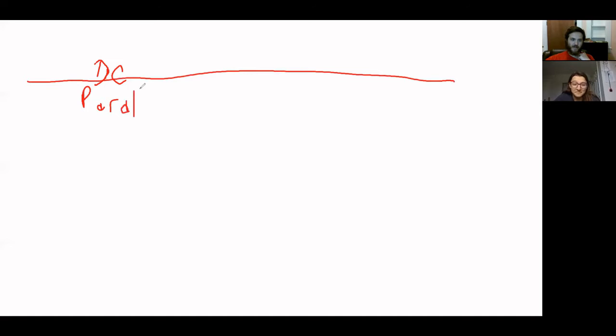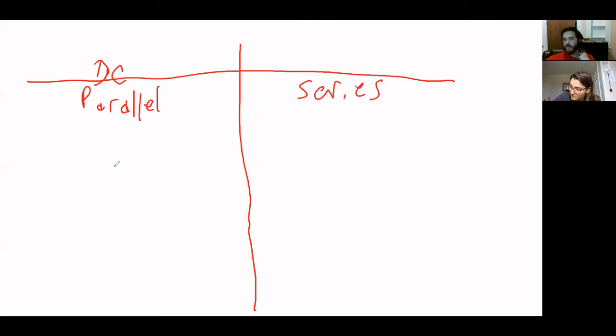Okay, now we should move on to talking about DC parallel and DC series. So what I've got here, there is sometimes a capacitor in a DC circuit.